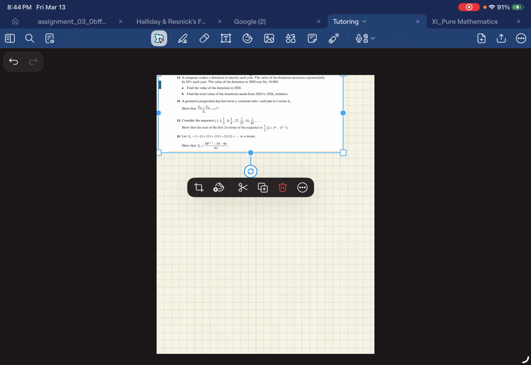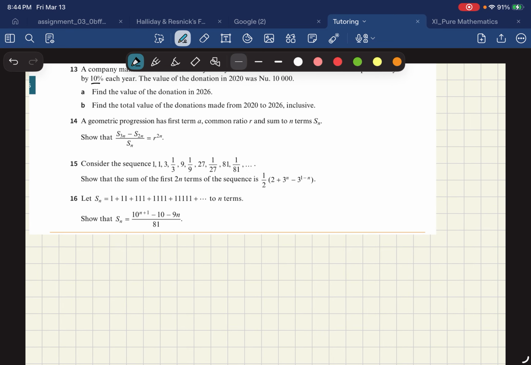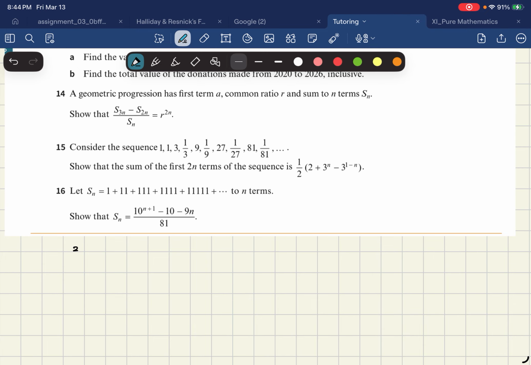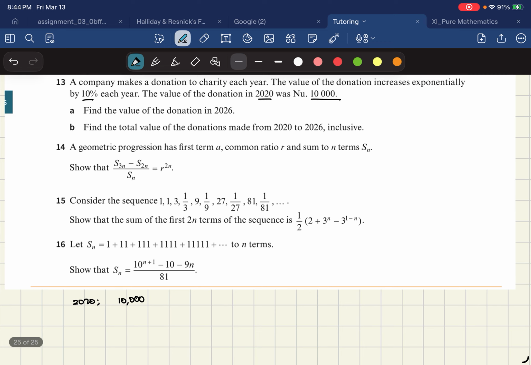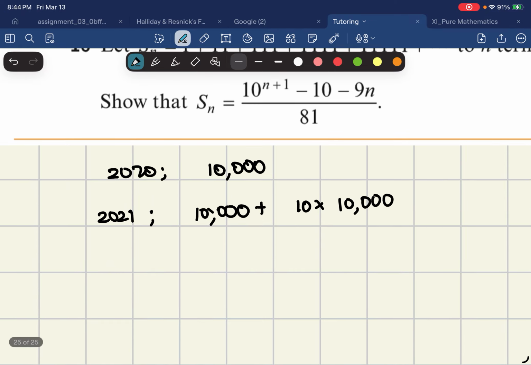All right. So a company makes a donation to a charity each year. The value of the donation increases exponentially by 10% each year. All right. So the value of the donation in 2020 was 10,000. So in 2020, it was 10,000. And the value of the donation is increasing by 10%. So in 2021, it should have been 10,000 plus 10% of 10,000. Or another way to do this calculation is, well, if you think about it, right? Sorry, let me go back there.